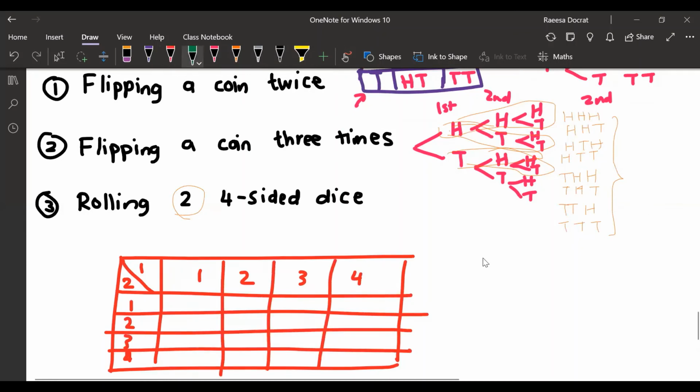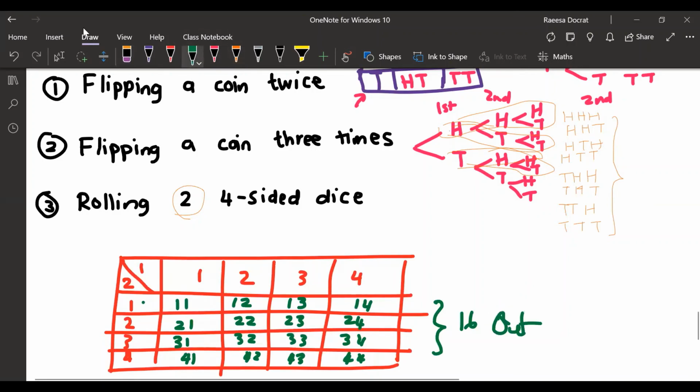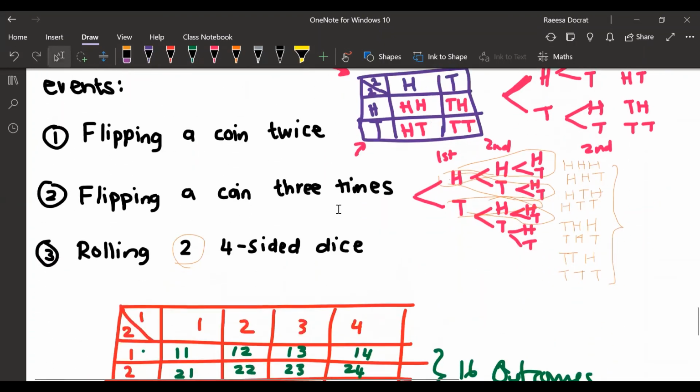So for the first one, you could get a 1, 1, so 1 on both, 1 and a 2, 1 and a 3, 1 and a 4, 2 and a 1, 2 and a 2, 2 and a 3, 2 and a 4, 3 and a 1, 3 and a 2, 3 and a 3, 3 and a 4, 4 and a 1, 4 and a 2, 4 and a 3, 4 and a 4. So there are 16 different outcomes from 2 four-sided dice. Okay, so I hope that you've understood this and you know how to break it up.